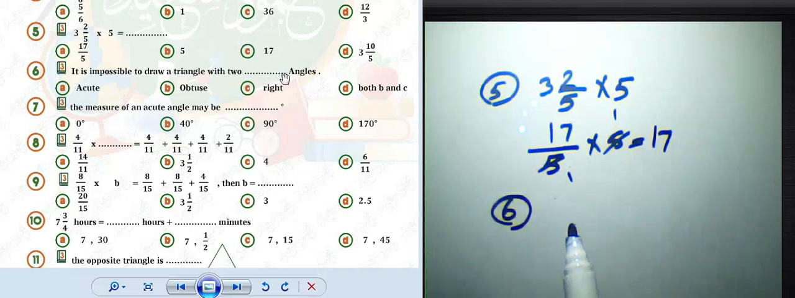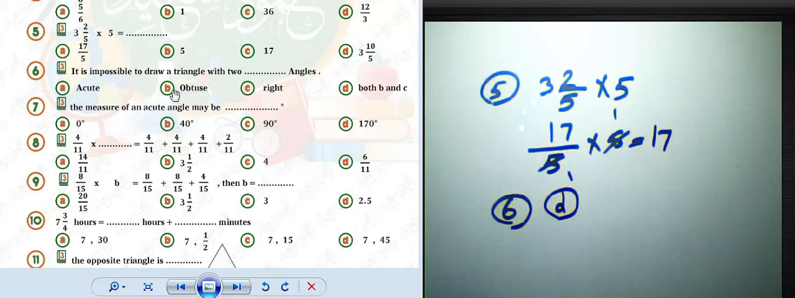Question number 6. It is impossible to draw a triangle with two obtuse angles and right angles. We have here letter B and C, so we must choose letter D about this example. Why? Because it's impossible to draw a triangle with two right angles and obtuse angles.